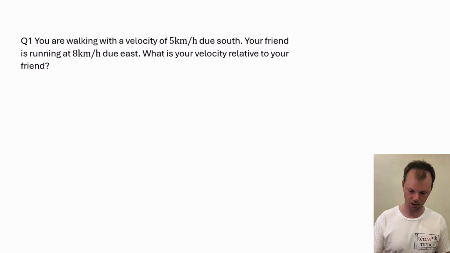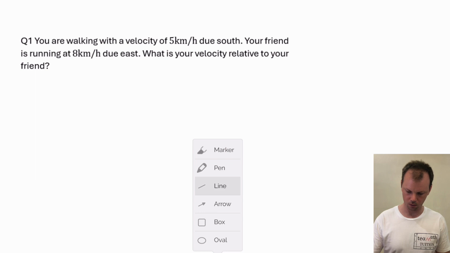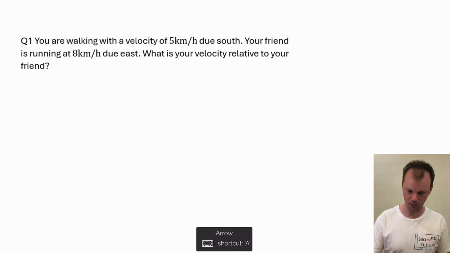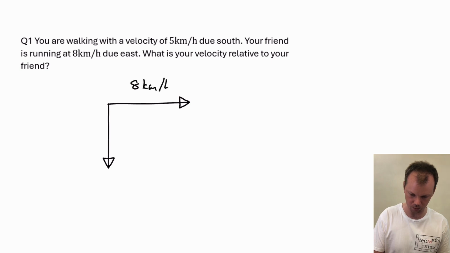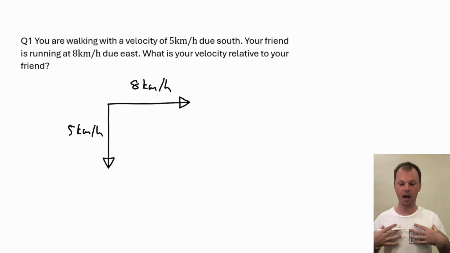So let's draw a diagram of this. We are moving south. Our friend is moving east. They are going 8 kilometers per hour. We are doing 5 kilometers per hour. We want to know what our velocity is relative to theirs.